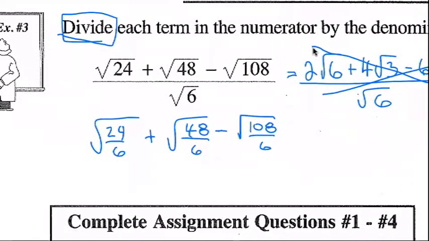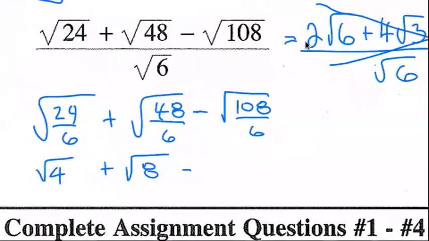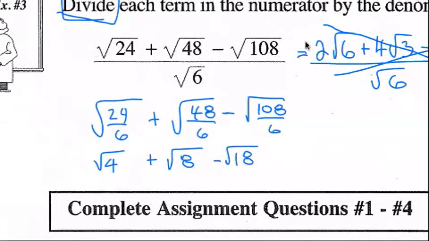Well, 24 by 6 is 4, so that's the square root of 4. Plus the square root of 48 over 6 is the square root of 8. 48 by 6 is 8. And 108 by 6, 6 goes into 10 once, and into 48, 18, square root of 18. But we still have to simplify.